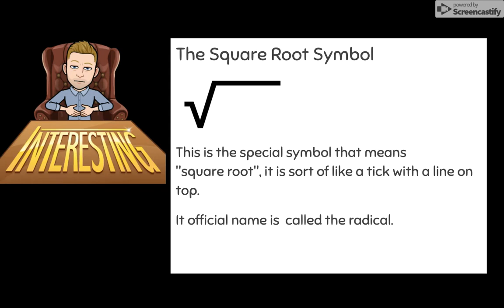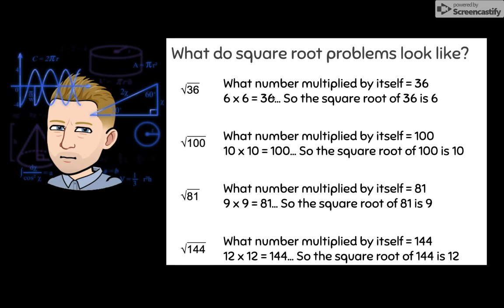The square root symbol. This is a very special symbol that means square root. It is sort of like a tick with a line on top. Its official name is called the radical. And the number that you have to work out what the square root is goes underneath that top line there where the cursor is. All right, let's check out some examples.